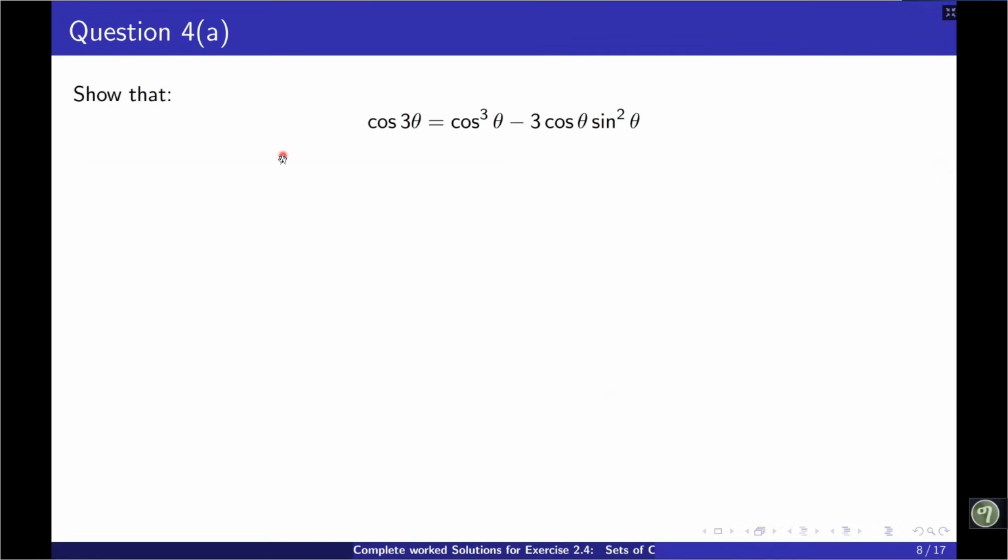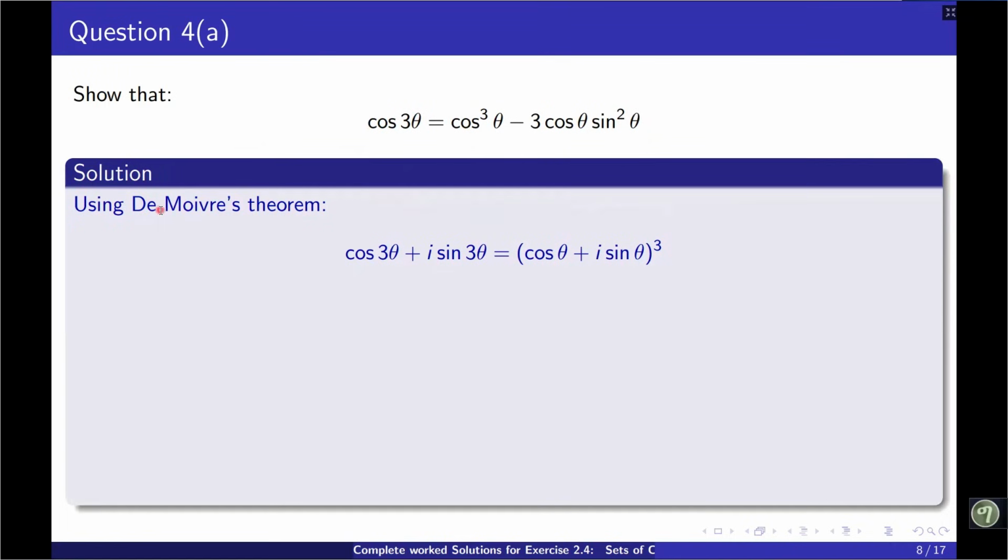Question number 4a. We are asked to show that cosine of 3 theta is equal to cos cubed theta minus 3 cos theta times sine squared theta. To show this, using De Moivre's formula, we have cos 3 theta plus I times sine 3 theta is equal to cos theta plus I times sine theta to the power of 3.